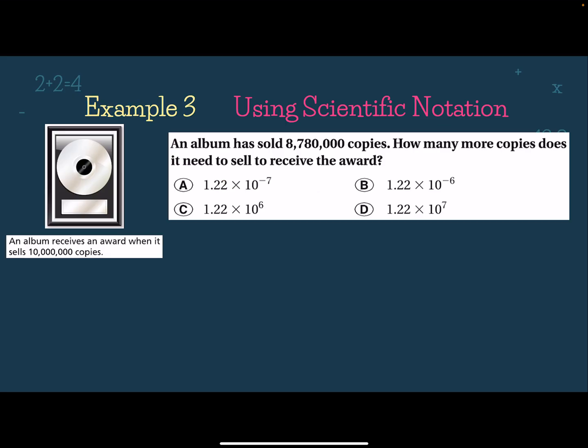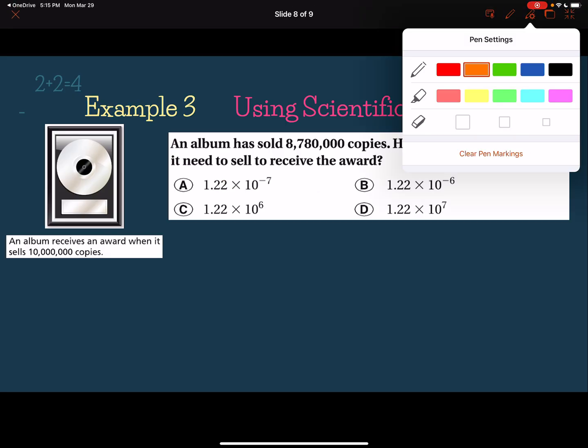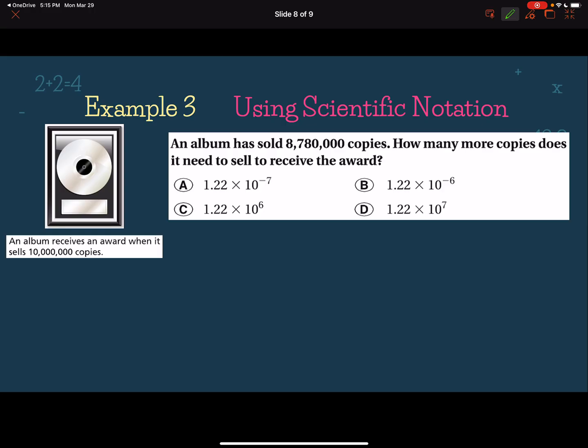Okay, example 3 says using scientific notation. So now we're going to actually apply it to a word problem. An album has sold 8,780,000 copies. How many more copies does it need to sell to receive the award? Okay, the award is listed over here, and the award says that an album receives the award when it sells 10 million copies. So first of all, we need to find the difference.